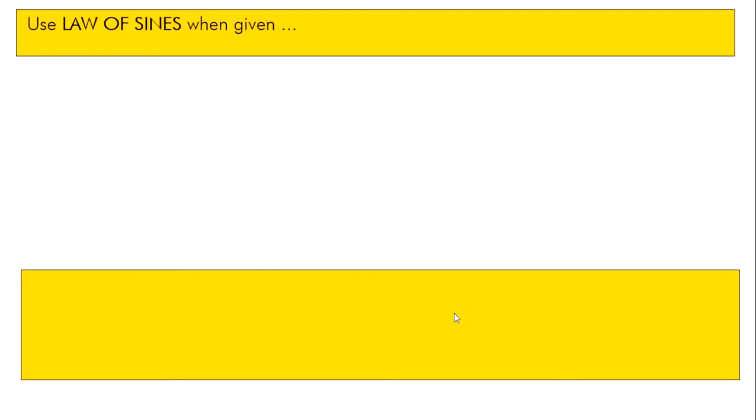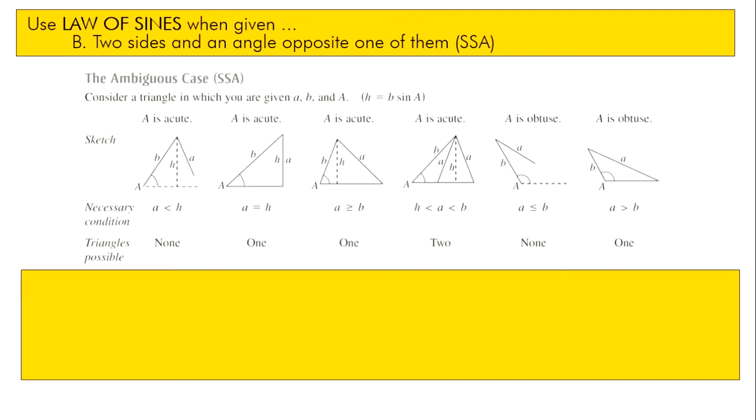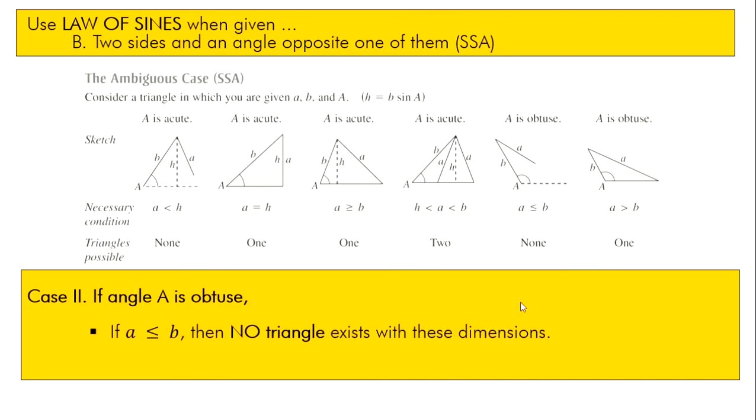And then, in addition, how about if the angle is obtuse? Angle A is obtuse. So we have two cases here. If a is less than or equal to b, look at the fifth figure here, then no triangle exists with these dimensions. But if a is greater than b, then one triangle exists with these dimensions. So remember, if the angle given is obtuse, we have only two cases. It's either no triangle exists or one triangle exists with the given dimensions.